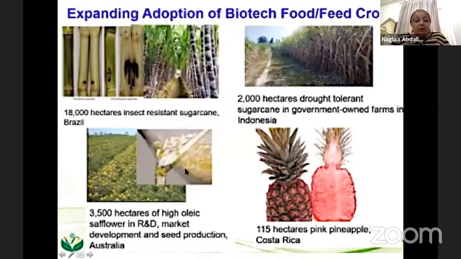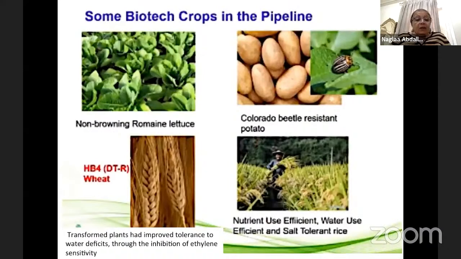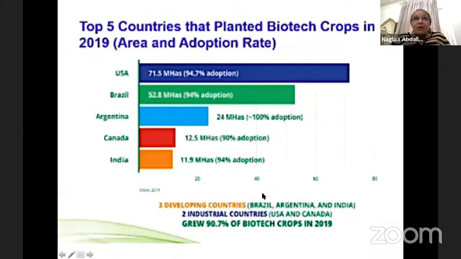For sunflower, we have high oleic acid. For the pineapple, we have pink pineapple in Costa Rica. This is a very nice plant. And also we have non-browning lettuce. We have Colorado beetle-resistant potato. We have drought tolerant wheat. We have drought tolerant and salt tolerant rice. These are some examples of transgenic plants. Of course, there is a huge number, but those are very important and used for food and feed.